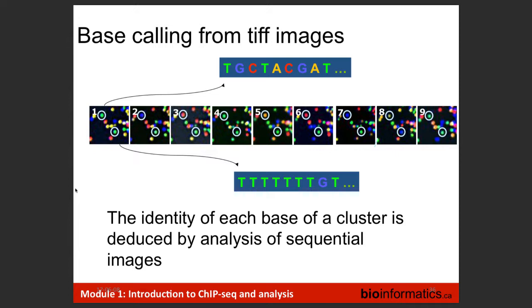And initially, this was random. More recently, on the 4000 and NextSeq and HiSeq X platforms, these are ordered arrays. So with the arrays, we actually know what the position is, but the concept is exactly the same. So we take this lane. Let's say this is lane one. Of course, lane two is here, lane three.